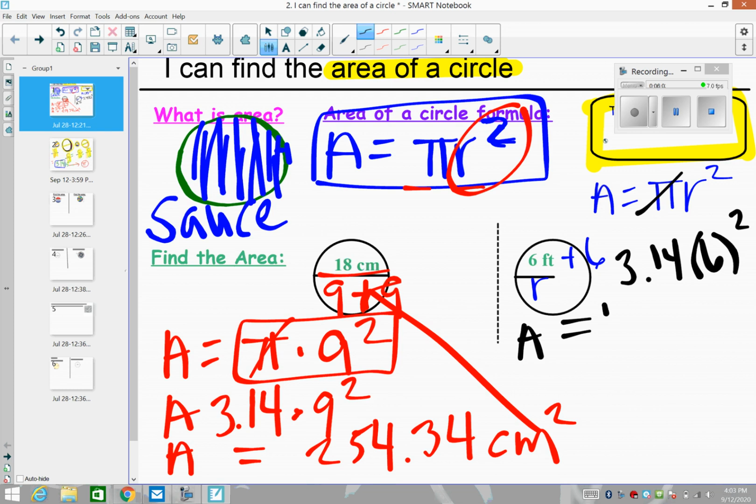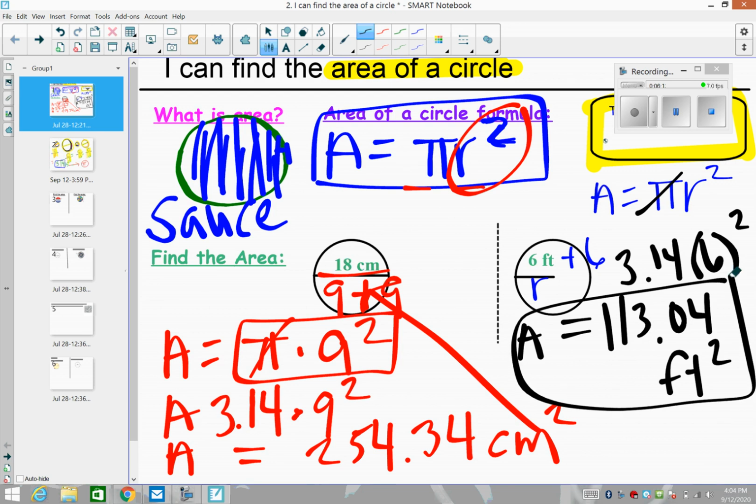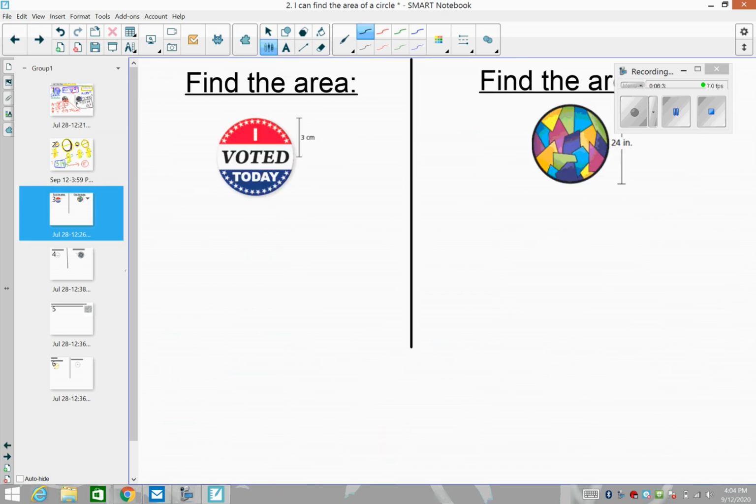Boom. And we get 113.04. Check it out. Type it in yourself. Do it. Pause the video if you need to. But we're talking about space inside these circles. How much pizza sauce, how much space inside the circle is what we're looking for when we look for the area of a circle. Boom. Coolio. Pause the video if you are confused or you need to go back or you need to get a calculator, etc. I'm going to move to the next question.